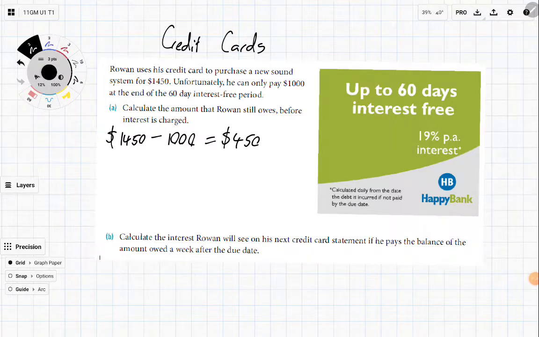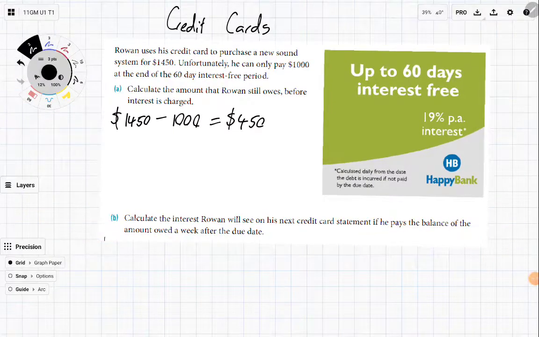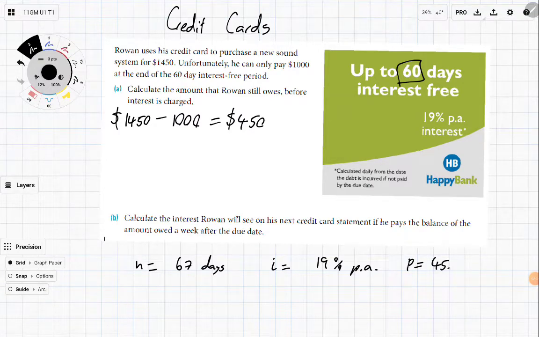Now, that is going to increase by interest for the 60 days plus however long it takes him to pay it back. And it says in part B to calculate the interest Rowan will see on his next credit card statement if he pays the balance of the amount owed after a week. So after a week after 60 days, that would be n equals 67 days. The interest rate is 19% per annum, and the principal is $450.